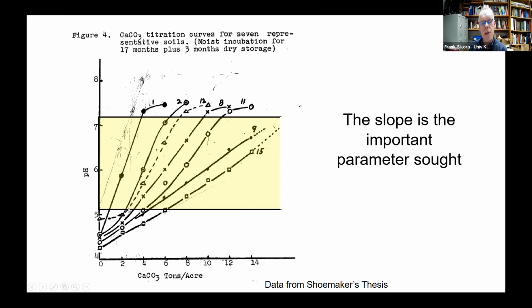Now, it's difficult if you have soils that are very acid because you have aluminum buffering the pH. And if soils are very high in pH, you have calcium carbonate buffering the pH. So knowing the slope is only going to be instructive between pH 5.2 and 7.2.